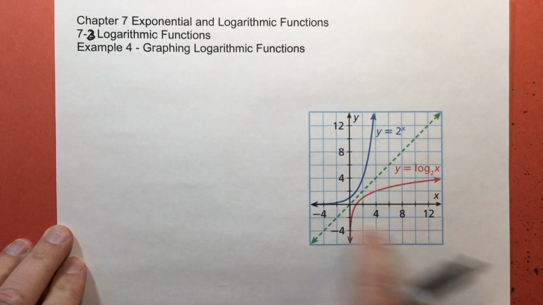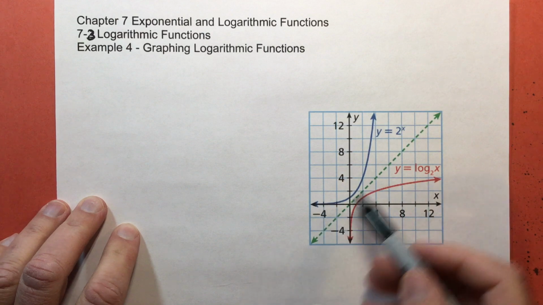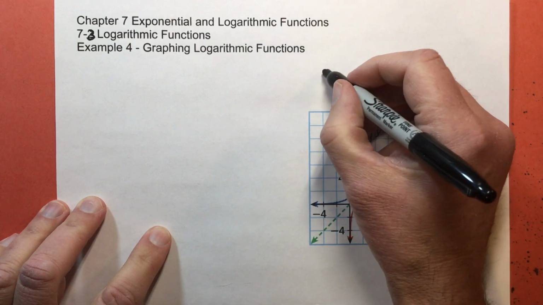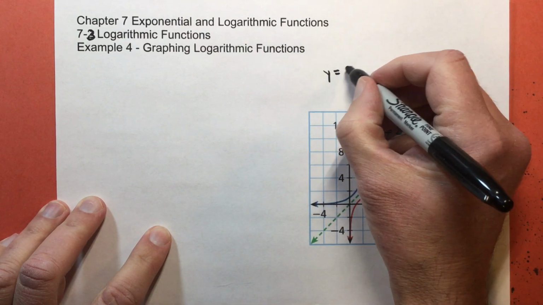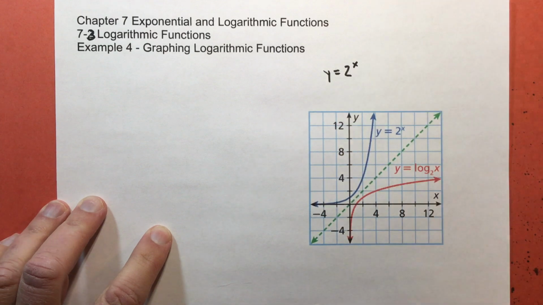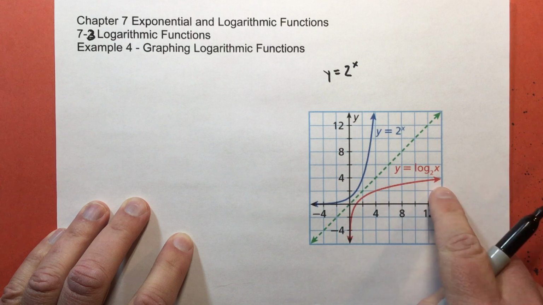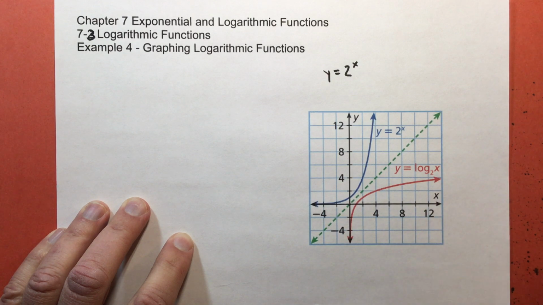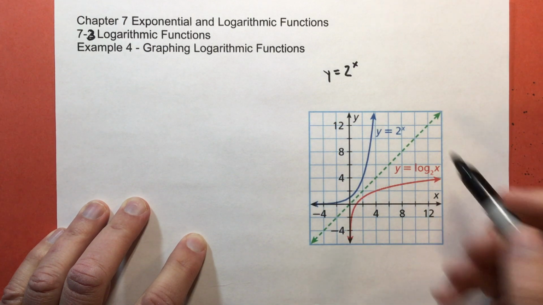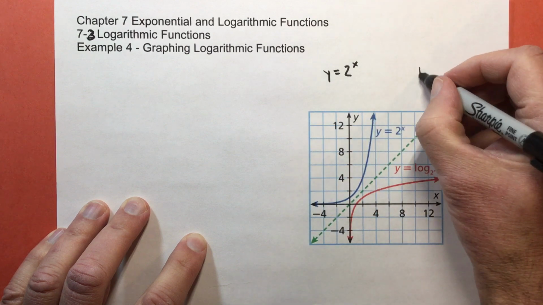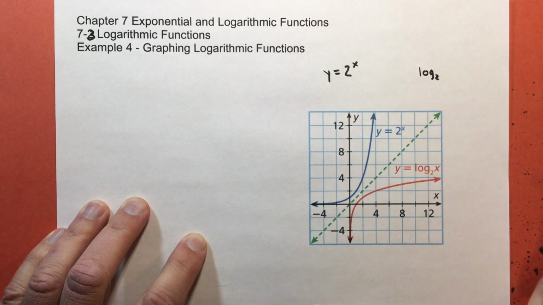I probably should have moved it over here, but that's fine. So I've got two functions. The one in blue is my exponential function, y equals 2 to the power of x. You can see it right there. My red function is the inverse of that. So the base is 2, so I write log base 2.